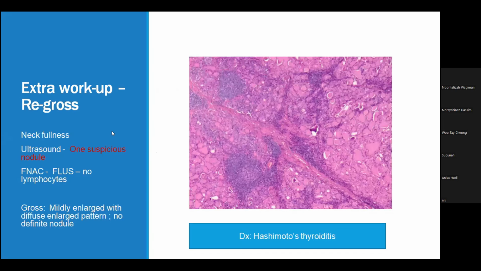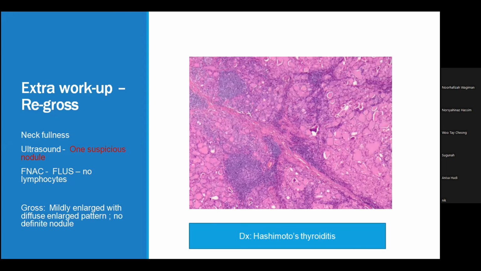Okay. So extra workup, this is an example of extra workup which gave me a good outcome. This is the main lesion, neck fullness. The patient had an ultrasound, which showed one suspicious nodule. On FNAC, we could only call it a follicular lesion of undetermined significance because of the microfollicles. There were too many microfollicles, but I didn't find any lymphocytes infiltrating the follicles.